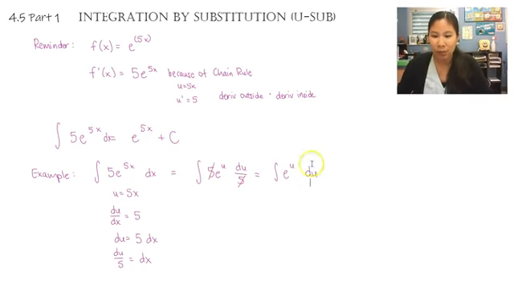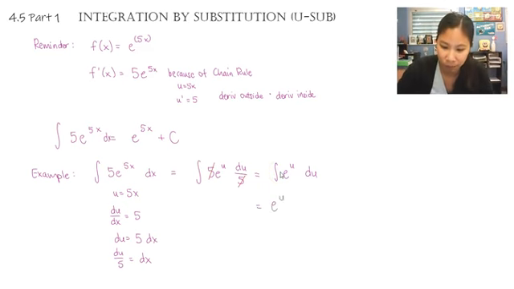Now I'm just finding the integral or the antiderivative of e to the u. Think of this as just another variable. Instead of x's, we're dealing in terms of u, and there's nothing complicated about it. So the antiderivative would just be e to the u again. E to the u plus c.